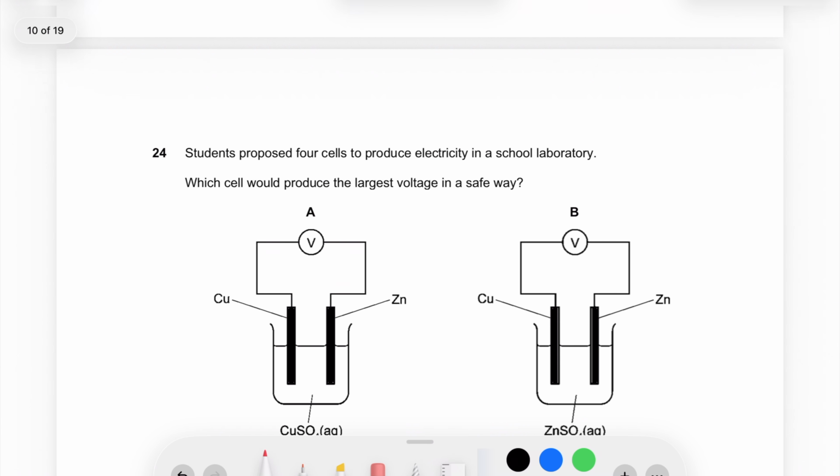24. A cell to produce electricity. Okay, so this answer is simple cell.